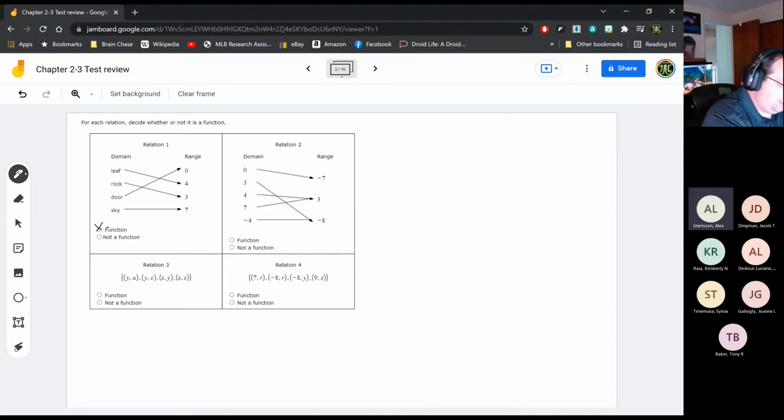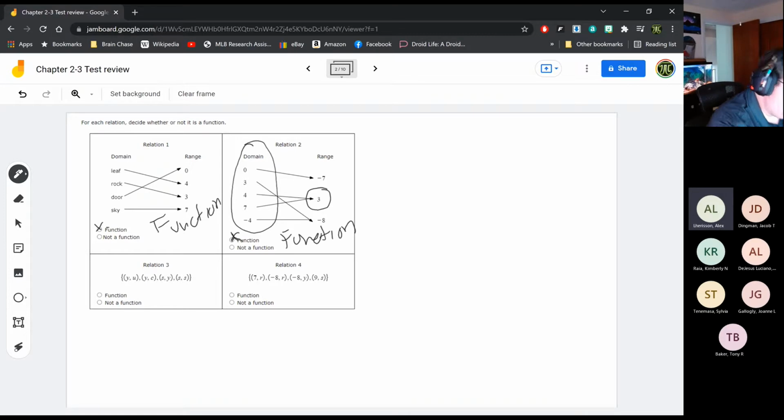In relationship 2, even though we've got 2 numbers going to this 3 over here, that's fine because the range doesn't matter. All we're looking at is the values over here, and there's one line coming out of each one of them. So that is also a function. Now, if we look at relationship 3, the first one is y, then u, and the second one is y, then c. So the first value of y repeats, and it goes to 2 different letters. So as soon as we see that, that's not a function.